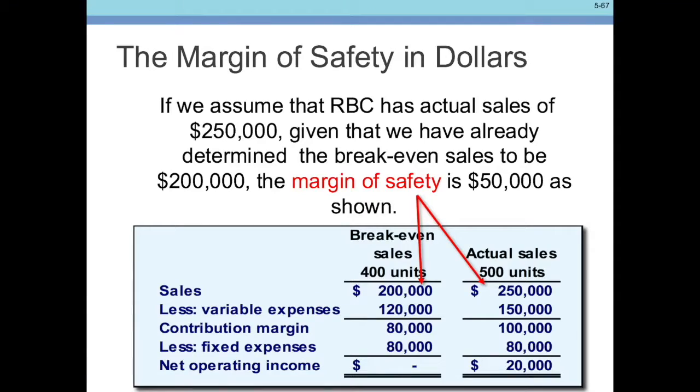But we can do other equations here. If RBC, the bicycle company, has actual sales of 250, given that we already determined that break even is 200, the margin of safety is 50,000 as shown below. So the break even analysis is 200, 250 is the actual sales. The distance between them, the margin of safety, is 200 to 250. So we have more sales than break even, and you want to have more sales than break even. How many more sales you have is a margin of safety, so you can make sure that you don't lose money in any one particular time period.